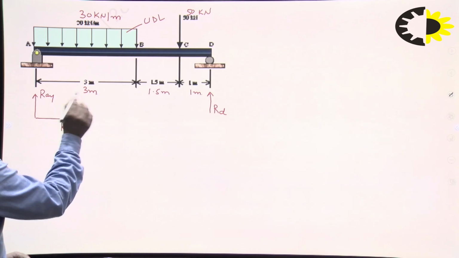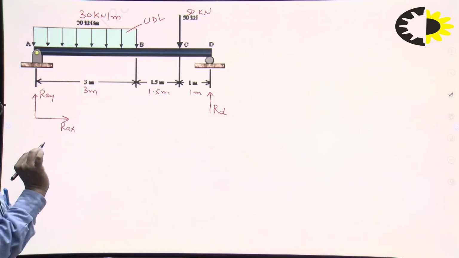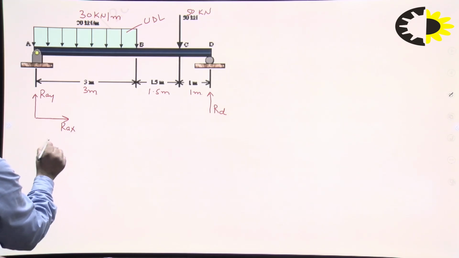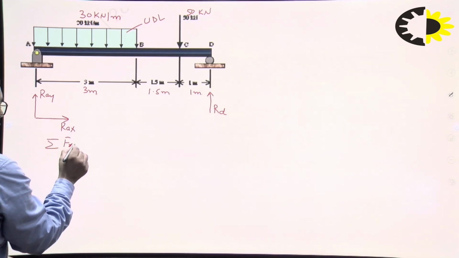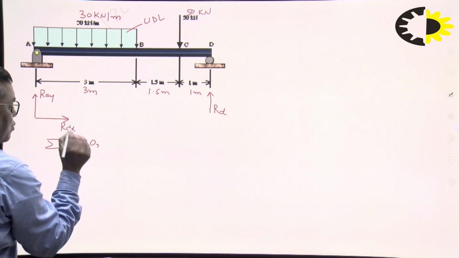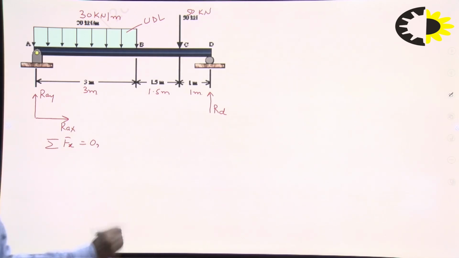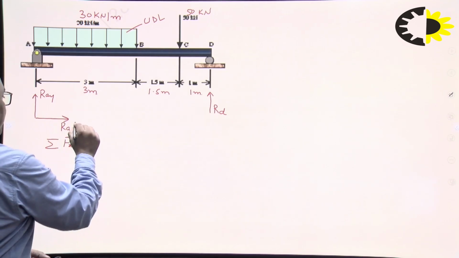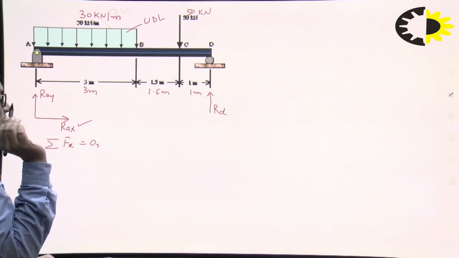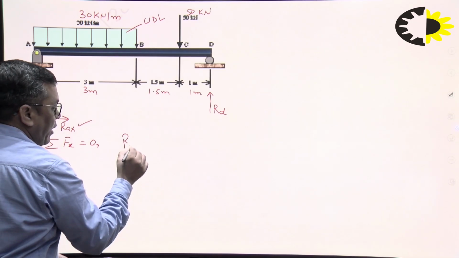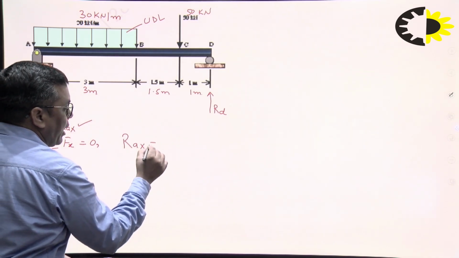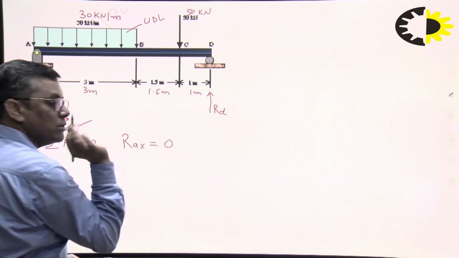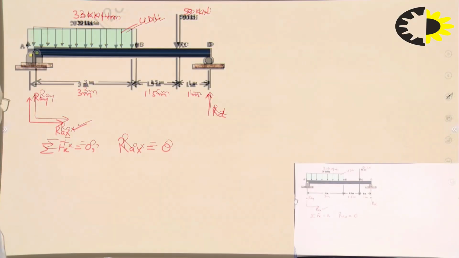As it is a two-dimensional force system, the equilibrium equations are sigma Fx equals 0. How many forces are there in the horizontal direction? We observe there is only one force, RAX. Any other external force? No. So RAX equals 0.